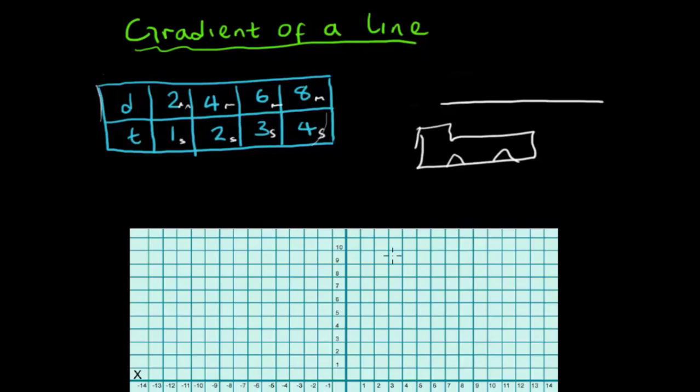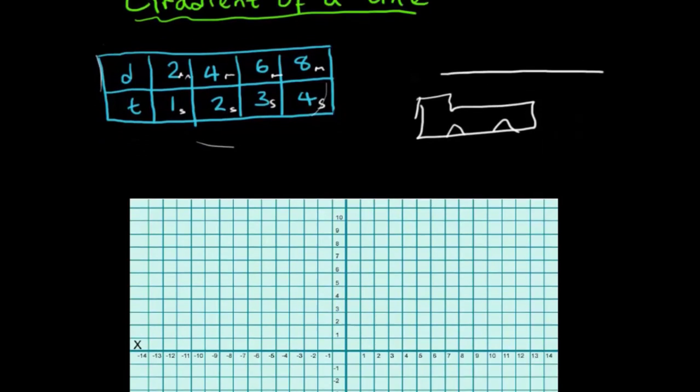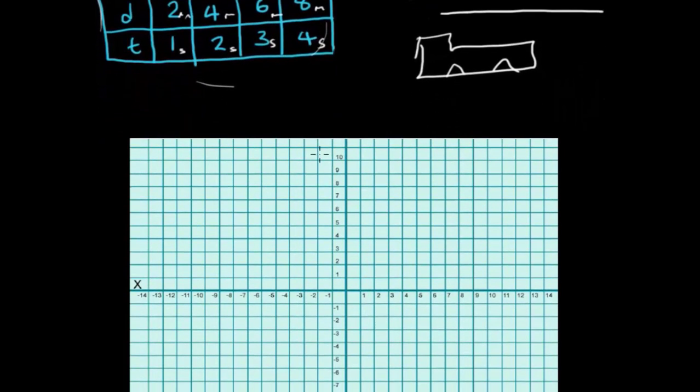Now we can plot this on a graph, and when we plot this on a graph, we have a straight line graph. Let's try to do that. So this is a graph here. Let's say on the y-axis we have the distance, and on the x-axis we have the time. For the distance, 2 corresponds to 1, so we have this point here. 4 corresponds to 2, so we have this point here. 6 corresponds to 3, and 8 corresponds to 4, so we have these points here.